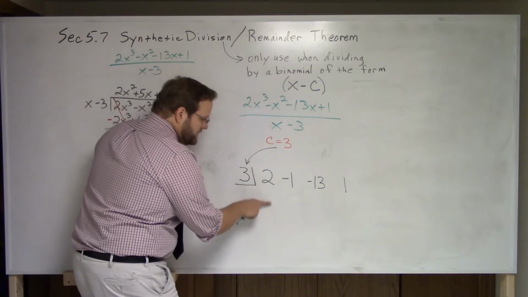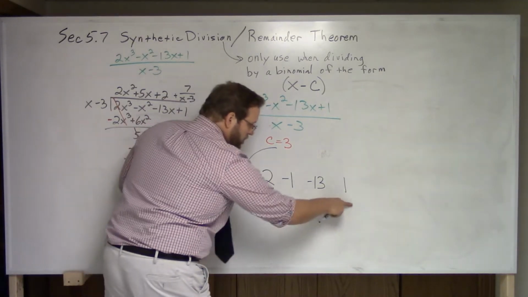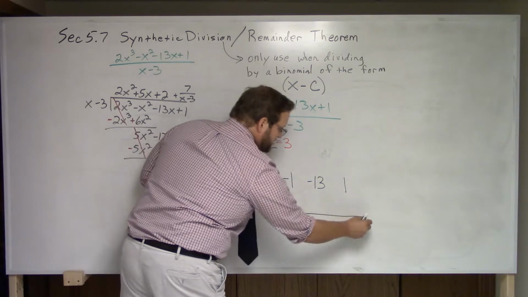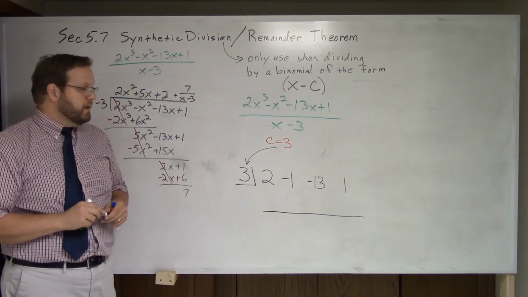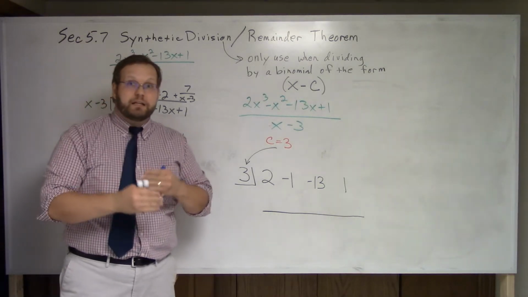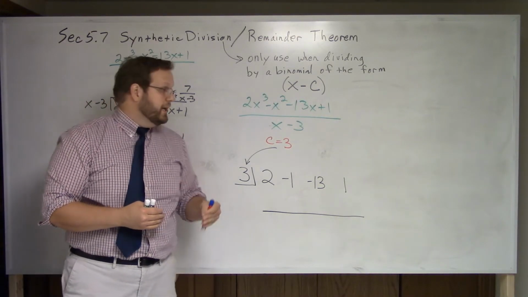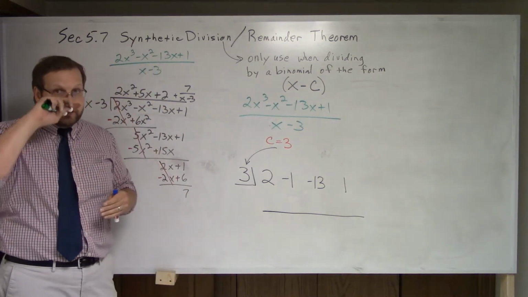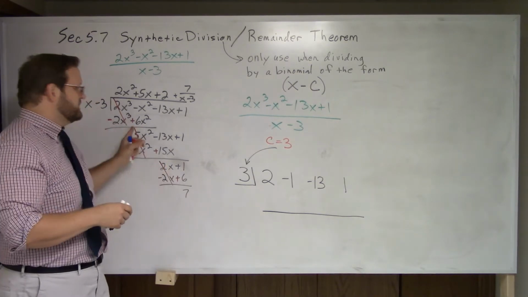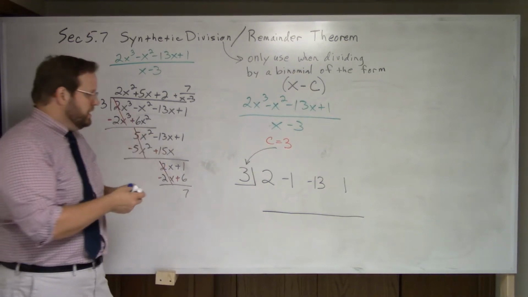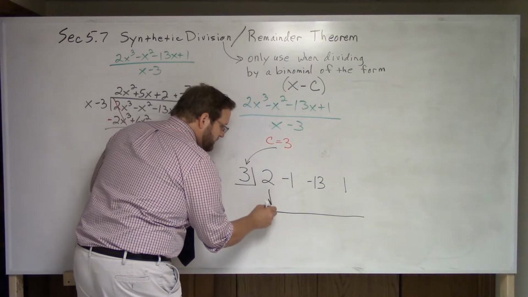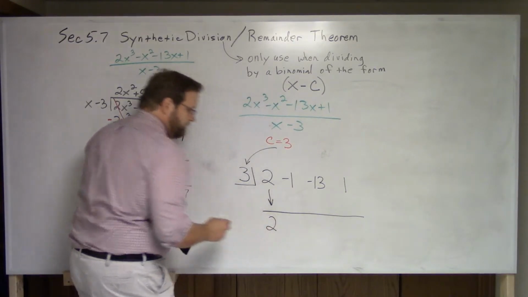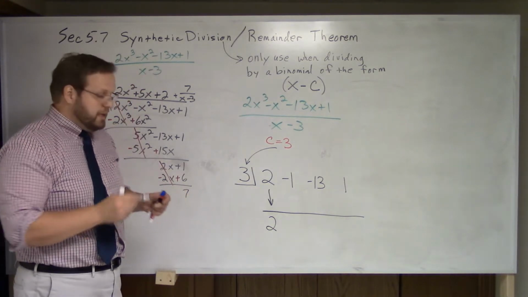Now I'm going to leave a space here for another row, and then I'm going to draw just a summation line. Now I'm going to mechanically go through the process first, and then I'm going to explain why we're doing it that way. And you're going to see it's pretty much the same process we did here. So I always start by bringing this first number down. Just bring it down.